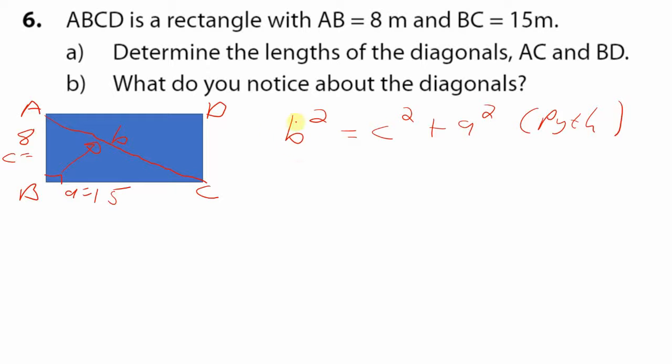And now it's a matter of substitution. So in the place of b, well, we have nothing to replace. We don't know. That's what we are looking for. But in the place of c, we can replace 8. So we need to square the 8. And then in the place of a, we have 15. So we have to square the 15.